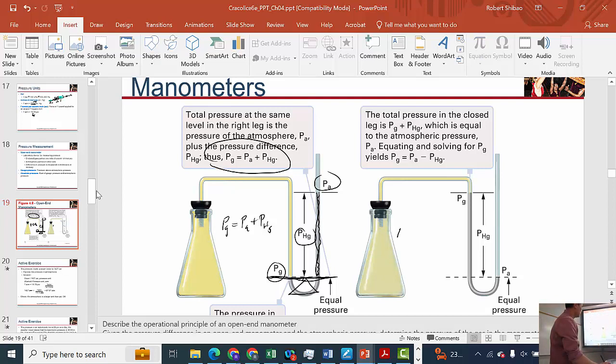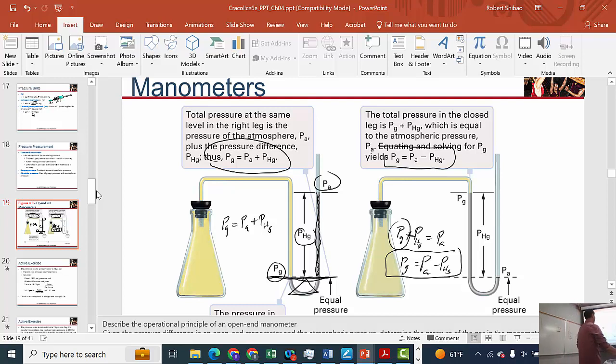On the left side, we have the weight of the gas plus the weight of the mercury. On the right side, we have the weight of the air. Now we're solving for the weight of the gas, or the pressure of the gas. The pressure of the gas, we just do a simple subtraction, is equal to the air pressure minus the mercury. Here. And we end up with this equation here.